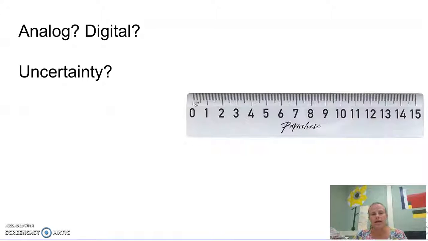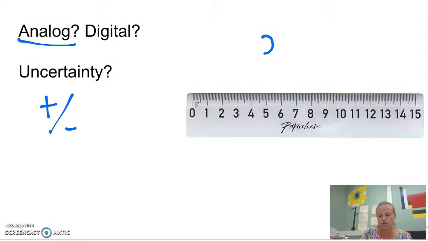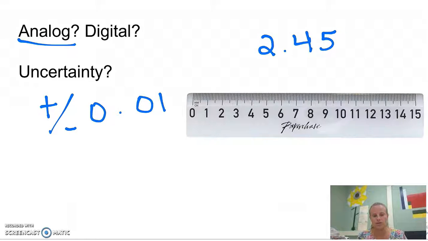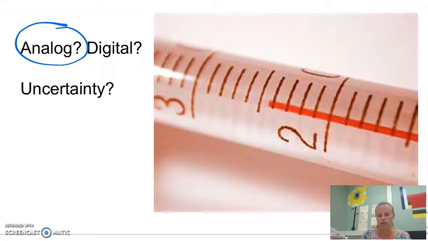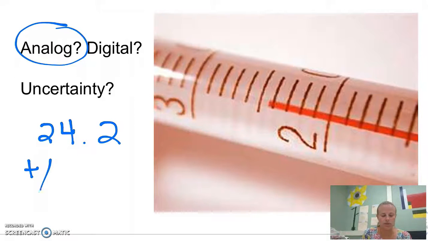This ruler, is it analog or digital? It's analog, so it's going to be plus or minus half of the smallest increment. So let's say we measure 2.45. Well, then it's going to be plus or minus 0.01. Let's look at another example. Again, analog, not digital. Let's say this is 24.2. So here our uncertainty is plus or minus 0.1.